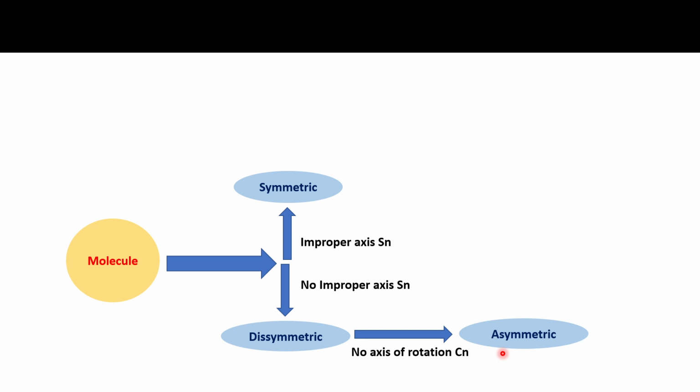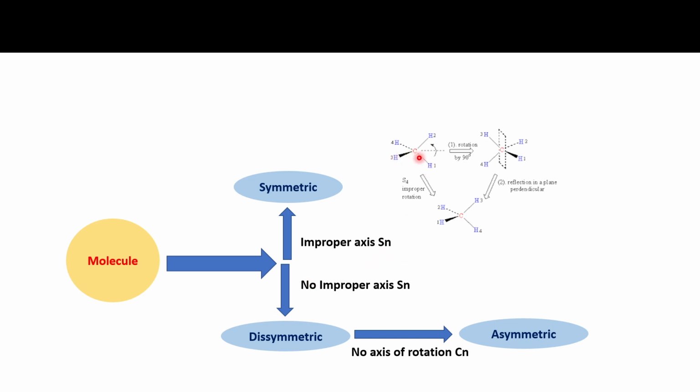A molecule being chiral means that of the two enantiomers, one will be R and the other will be S. Sometimes they give the two enantiomers differently, or sometimes they are not given differently. So what is an improper axis of rotation? If after rotation and then reflection the molecule gives the same molecule, then that molecule has an improper axis of symmetry.